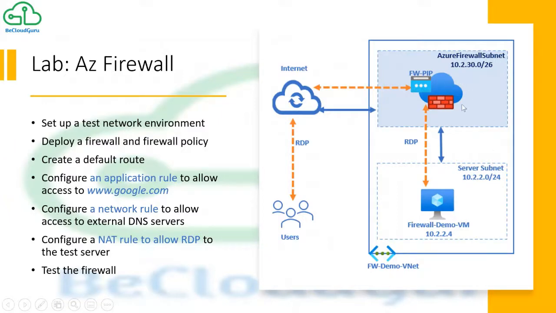Now we will deploy and configure the firewall rule and the policies. After that, we'll create an application rule to allow this VM to have internet access to google.com. Then we'll also configure a network rule to allow this VM to have access to external DNS servers. And then we'll also configure a DNAT rule, or the NAT rule, to allow RDP from these users to reach this VM. Please make a note, this VM does not have a public IP configured, and as of now there is no port opened on it. In the end, we will check the functionality of our firewall. So let's jump into the Azure portal, guys.